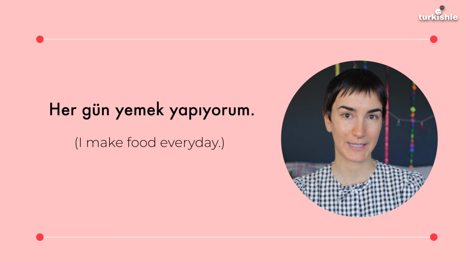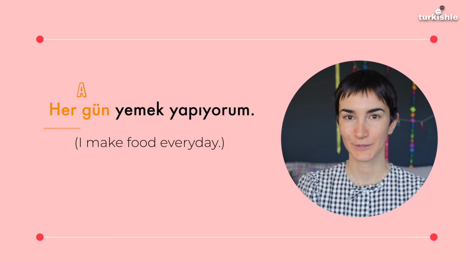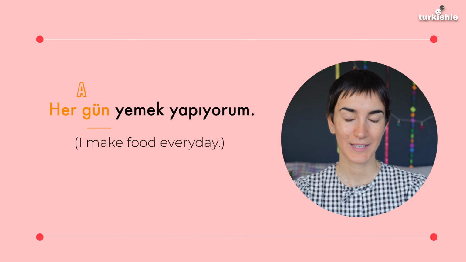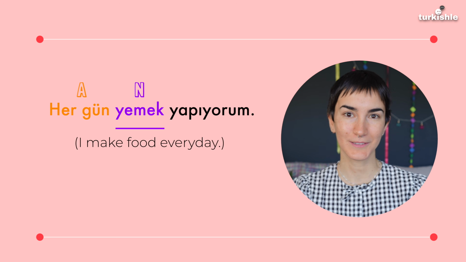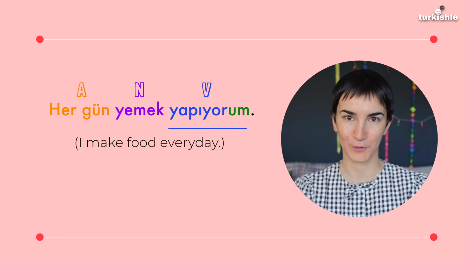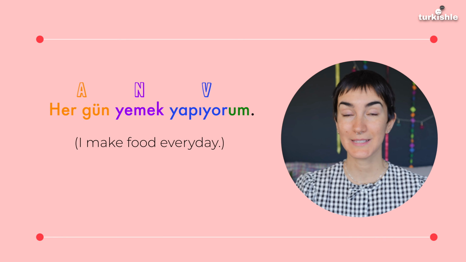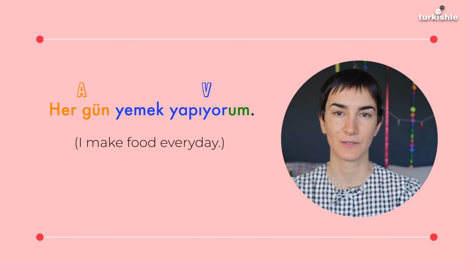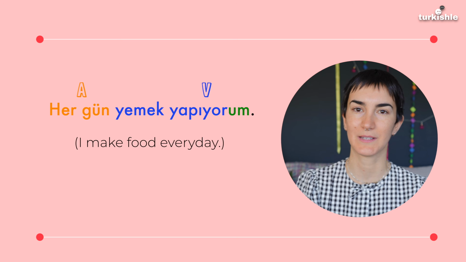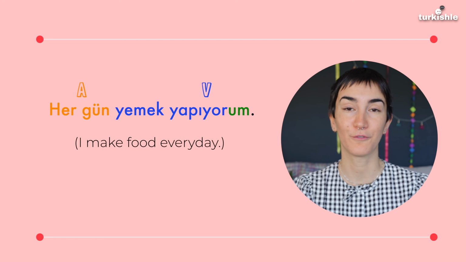Going back to our original sentence. Her gün yemek yapıyorum. Her gün is the adverb. Yemek is the noun. Yapıyorum is the verb. But we said that we would treat yemek yapmak as one verb. So we can say that this bit in its entirety is the verb.